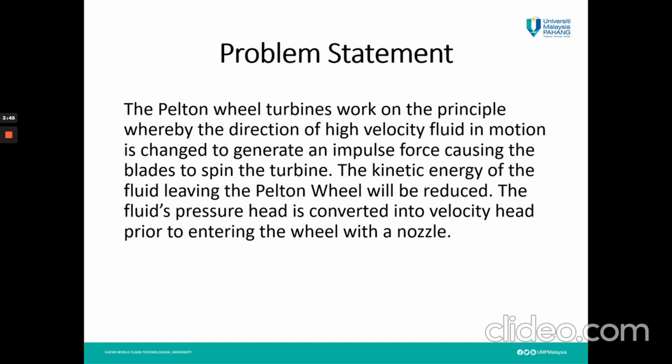Okay, next I will tell about the problem statement. The Pelton wheel turbine works on the principle whereby the direction of the high velocity fluid in motion is changed to generate an impulse force causing the blades to spin the turbine. The kinetic energy of the fluid leaving the Pelton wheel will be reduced. The fluid's pressure head is converted into velocity head prior to entering the wheel with a nozzle.